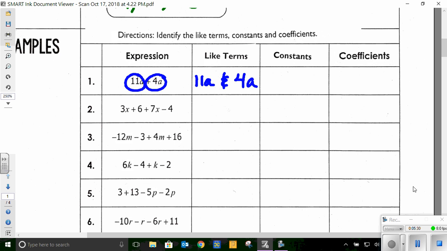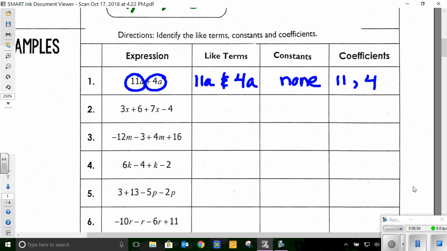I actually have no constants here because the 11 and the 4, they're not by themselves. They're not all alone. They are with a variable. So there's actually no constants in this one. I have nothing there. But I also do have coefficients because, again, remember the coefficient is in front of the variable. I have two terms, and they both have a variable. So my coefficients are 11 and 4. And again, they were both positive, so I don't worry about my negative sign there.